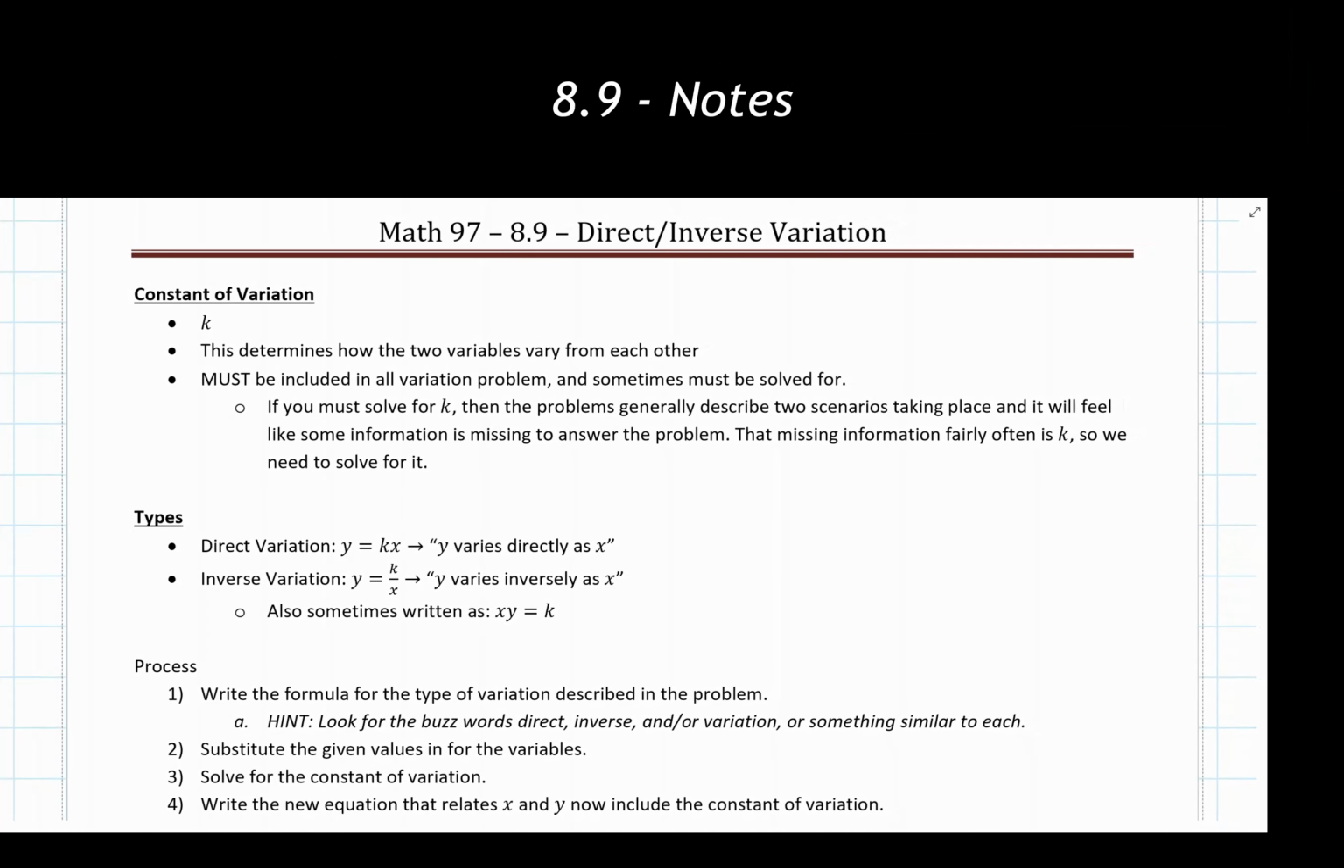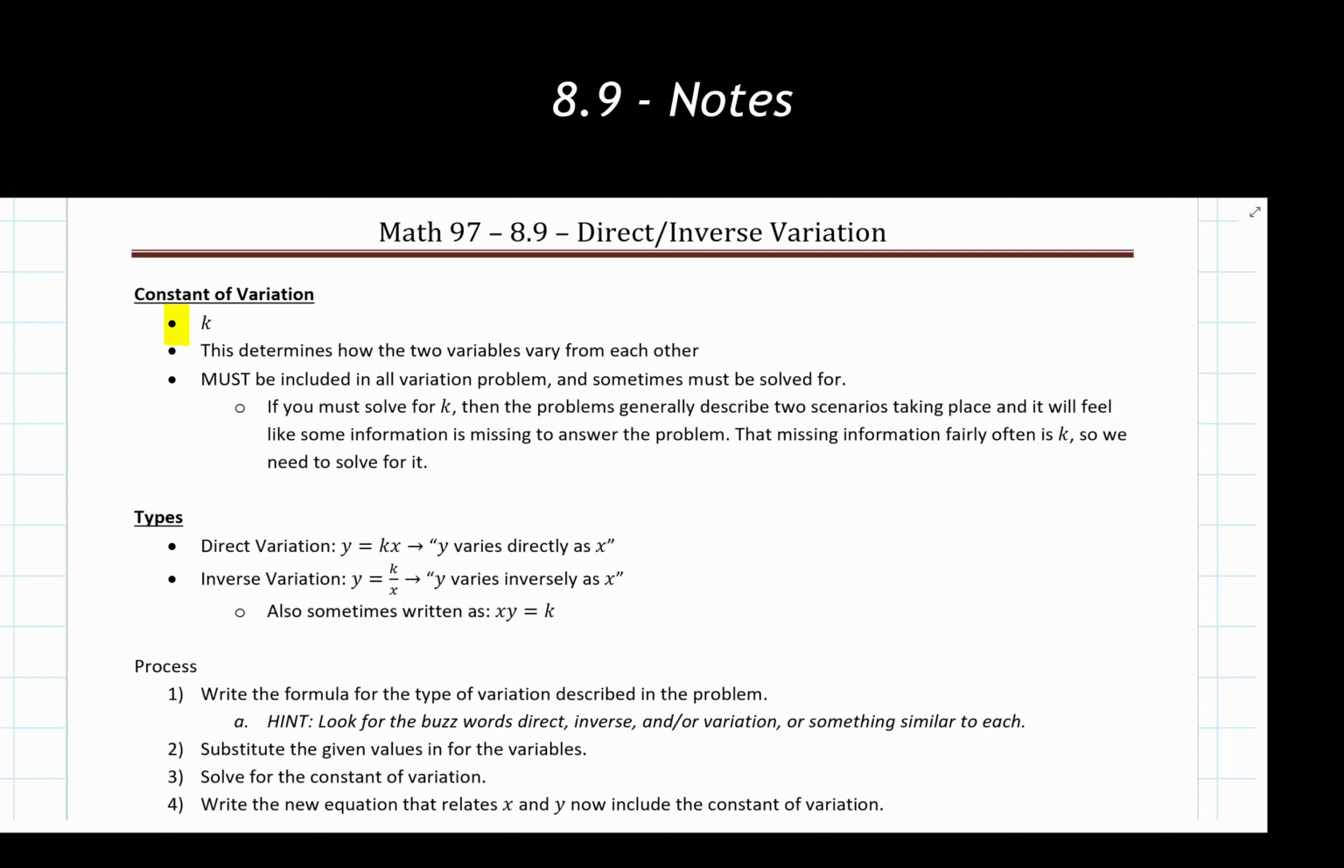In section 8.9, we're going to cover direct and inverse variation. Before we dive into actually solving for this, we need to talk about a prerequisite topic that shows up within this entire chapter, and that is the idea of the constant of variation. The constant of variation is often defined using the variable k.